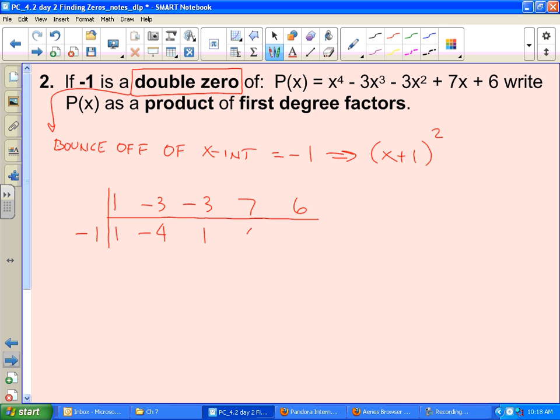Negative 1 and 7 is 6. Negative 6 and 6 is 0. So that, as it should have been, produces a remainder of 0, and that is a factor, x plus 1.